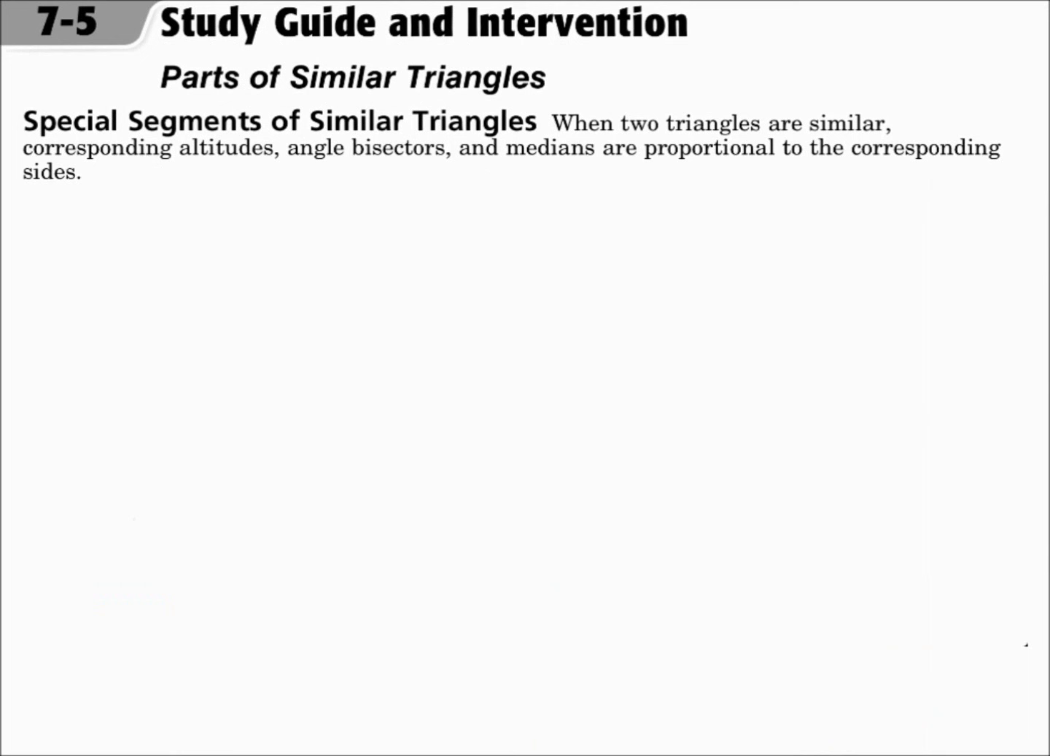This is lesson 7.5, Parts of Similar Triangles. Your objectives are to recognize and use proportional relationships of corresponding segments of similar triangles and to use the triangle angle bisector theorem. When two triangles are similar, corresponding altitudes, angle bisectors, and medians are proportional to the corresponding sides.